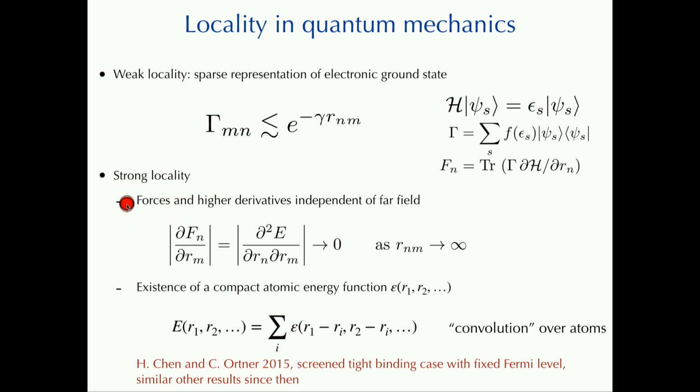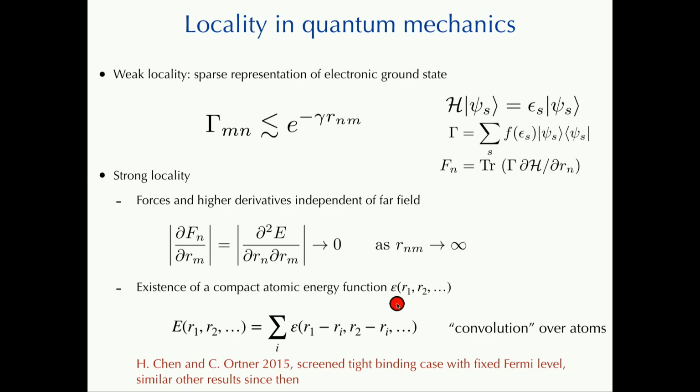And that means that the forces and higher derivatives on an atom are independent of the far field. And this is mathematically different. One can take this relationship and show that this strong locality holds. And once this strong locality holds for the forces, then one can prove that there exists a compact atomic energy function, otherwise known as an interatomic potential.